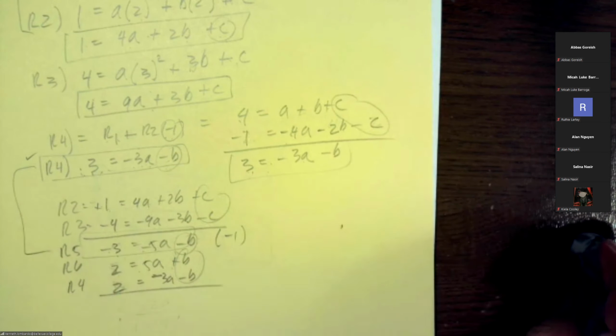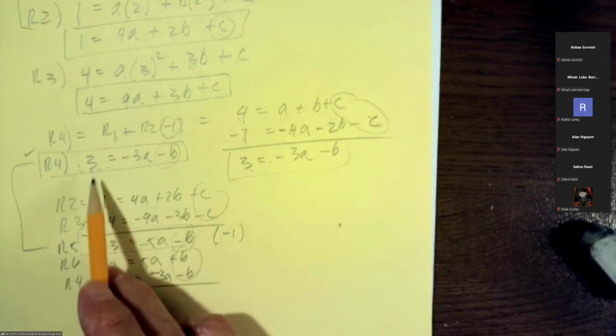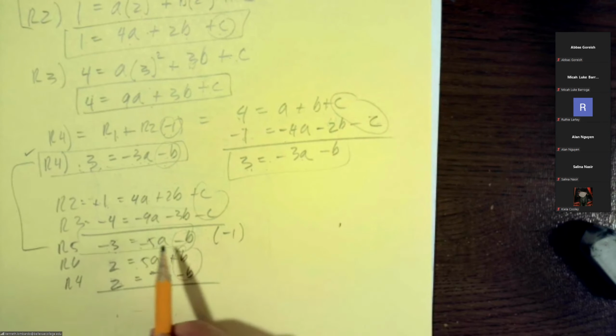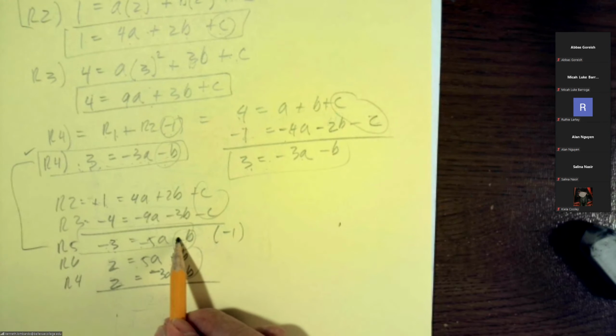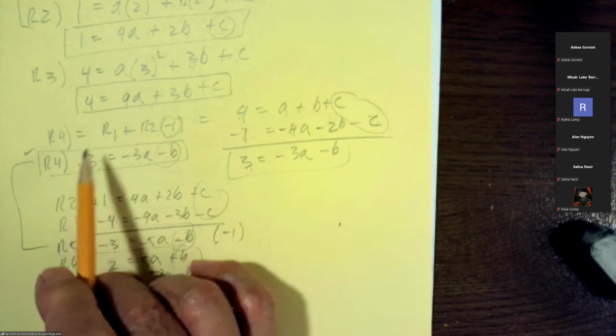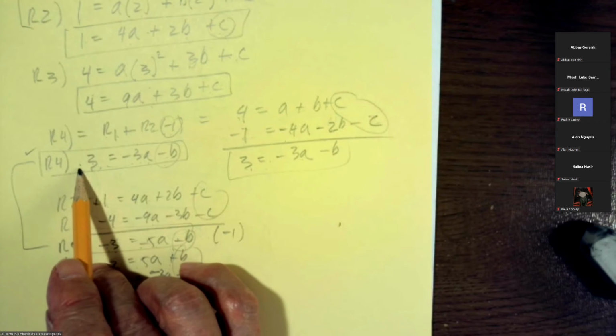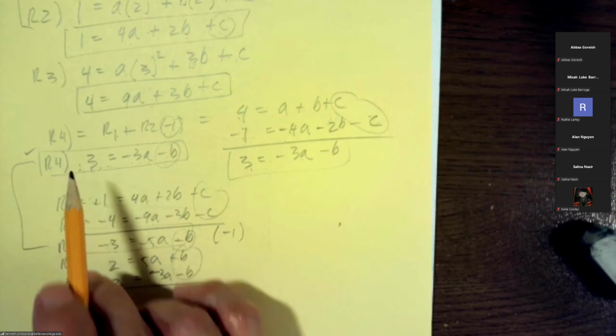What are we doing here? 4 and 5, that should be the same. 3, this is 5A. I think these are positives here. Row 5. How did I get row 5 here? -3, multiply this by -1.